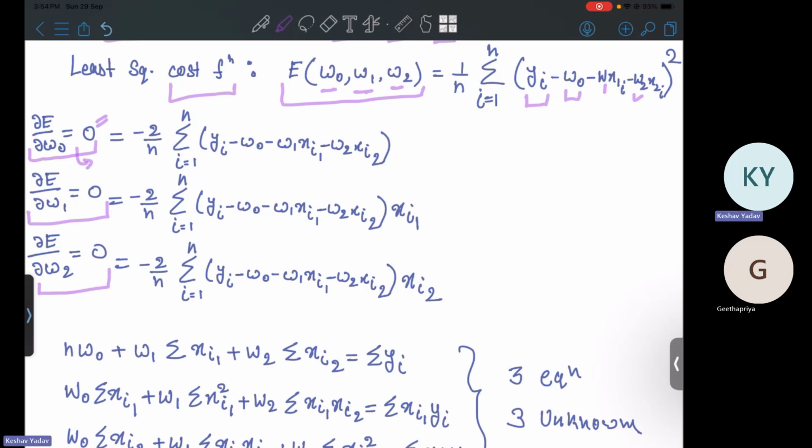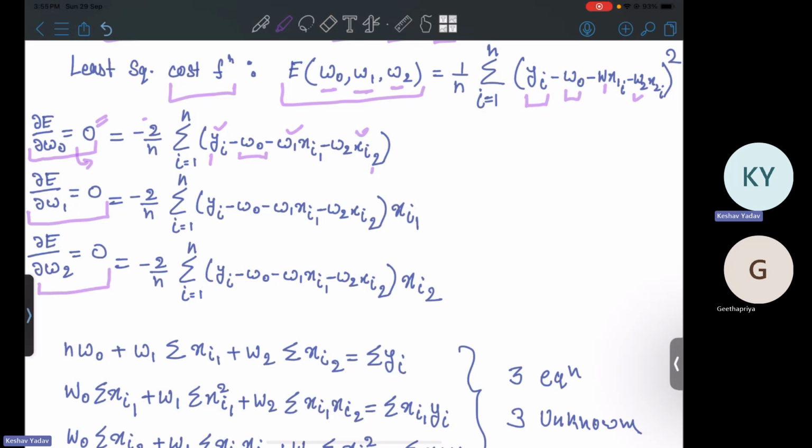del E upon del W0 will be equal to, it has a square, so once we do the differentiation, this 2 will come here. Now if we do the differentiation of this part, this is constant, this is constant, this is constant, so it will be equal to minus 1. That's why we have taken minus 2 outside this summation.